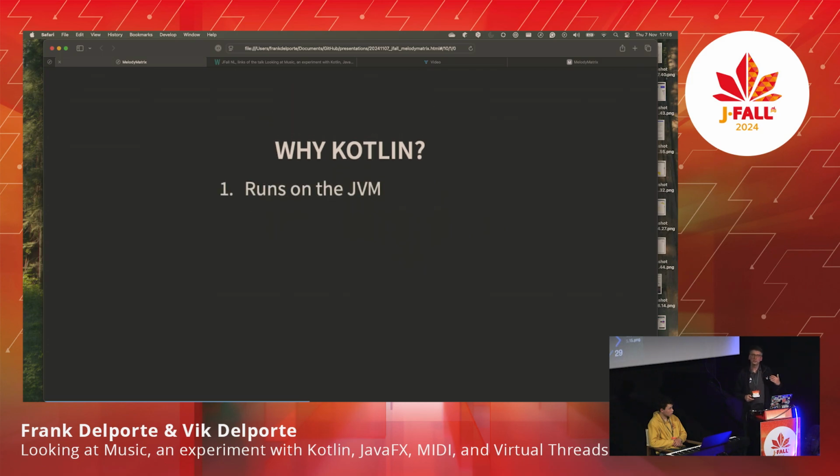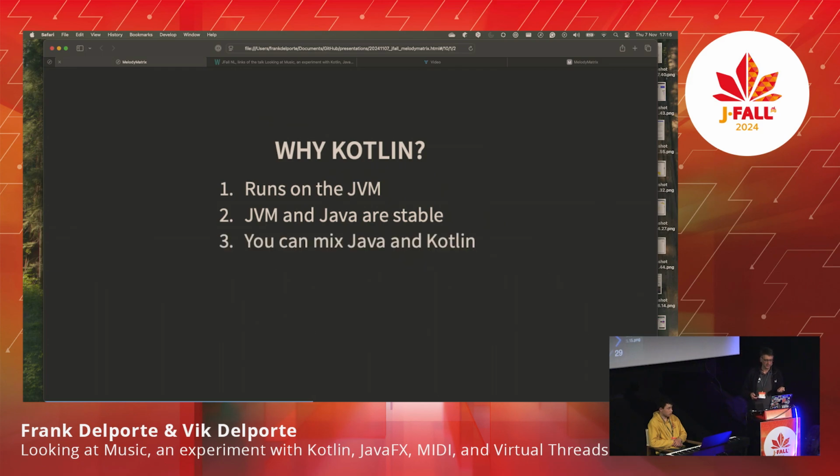And Kotlin has a few advantages in this project. It runs on the JVM. It's something I know. The JVM itself and Java are very stable, so we can make use of that. And you can mix Java and Kotlin, which is a great advantage. I will show you a few examples. And you can write cleaner code, which is very important.